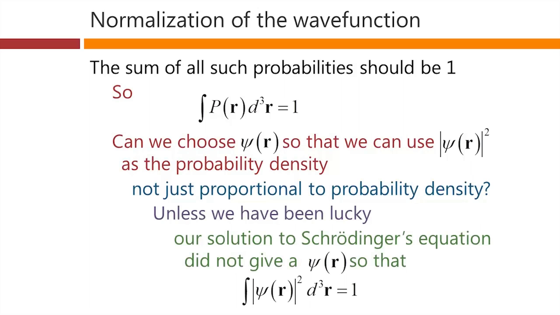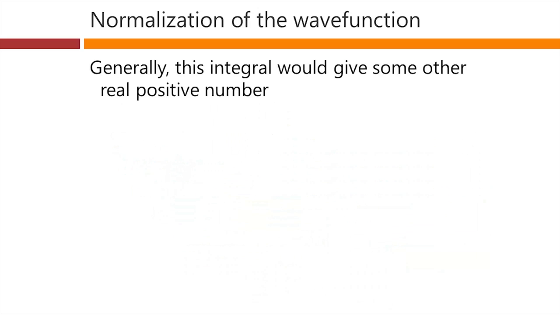Well, when we did our original solution of the equation, unless we'd been very lucky, our solution to that equation would not have given us a psi of r in precisely the form such that the integral of psi of r modulus squared d cubed r was equal to 1. That would have been unlikely just if we had done some solution.